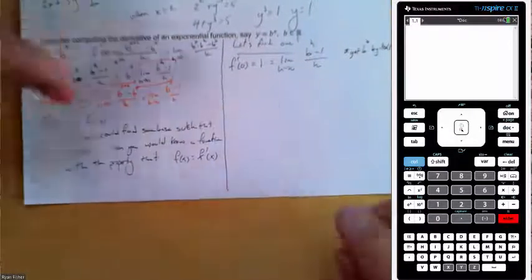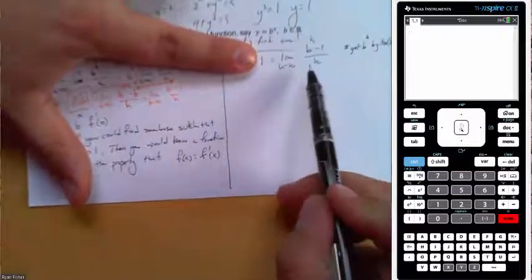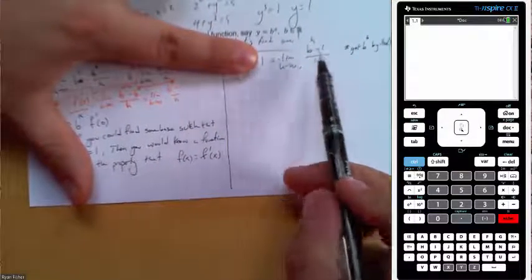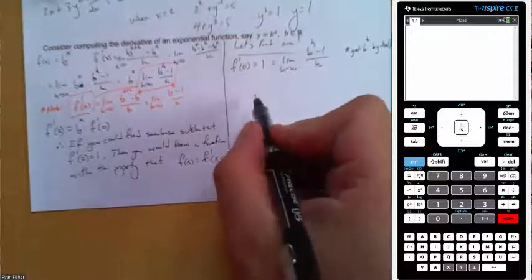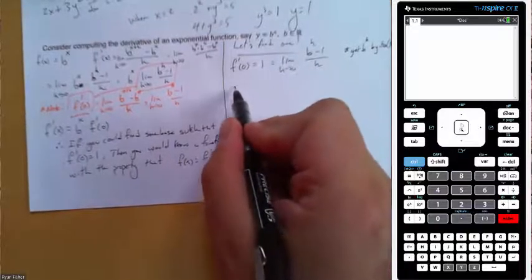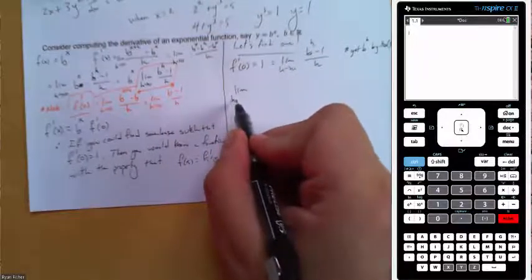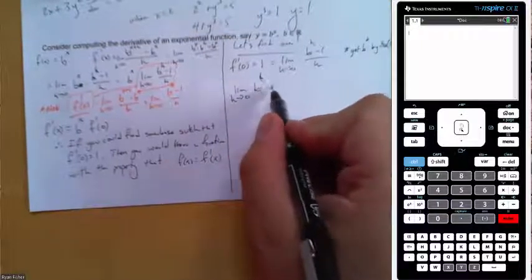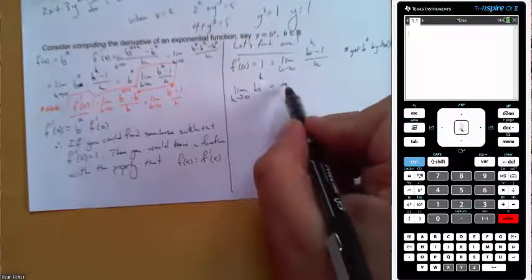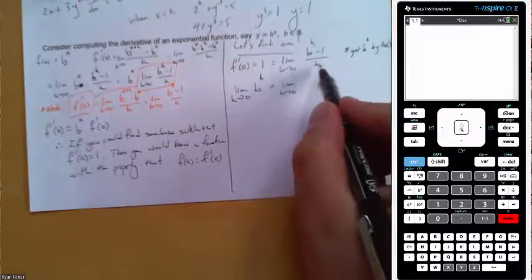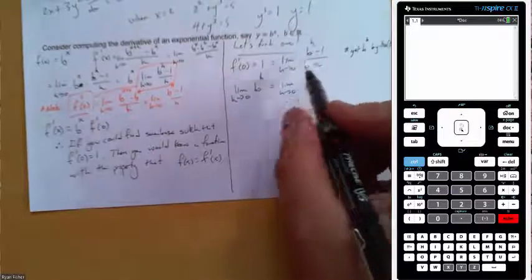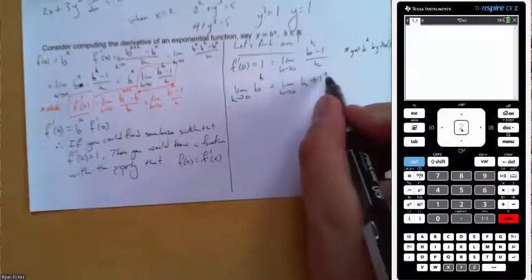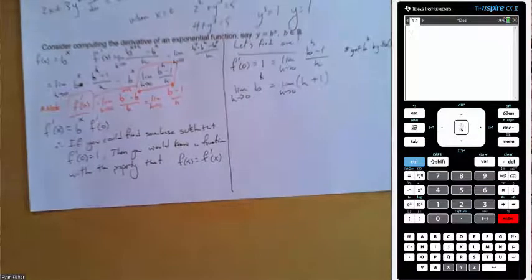I'm going to look at this equation here. I'm going to multiply both sides by h and then add 1 to both sides. So I think we can hopefully agree that now I should have something that looks like this. The limit as h tends to 0 of b to the h should be the same as the limit as h tends to 0 of an expression like this, multiplied by h and adding 1.